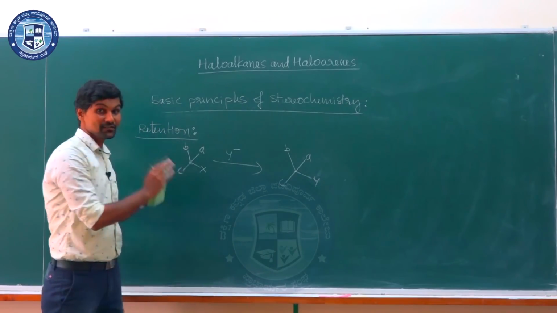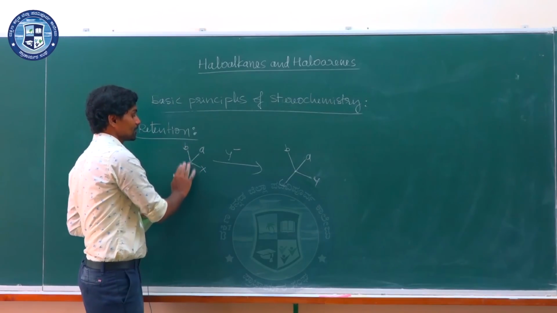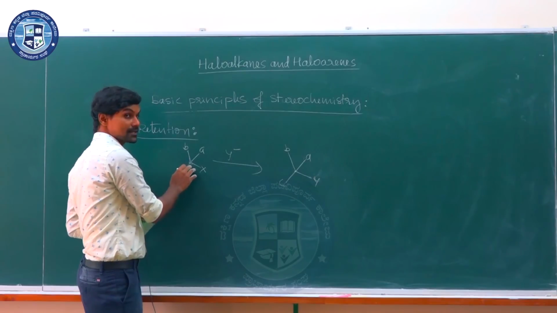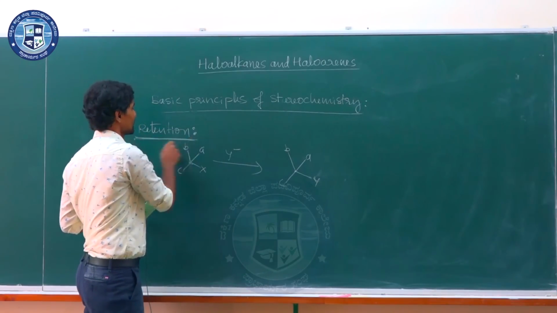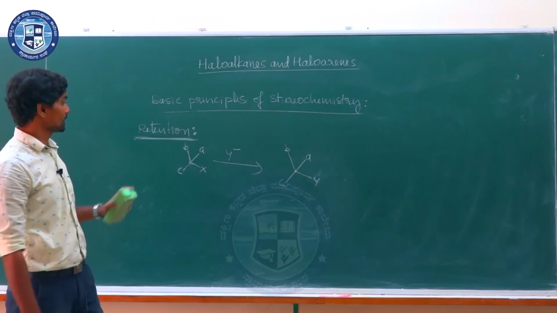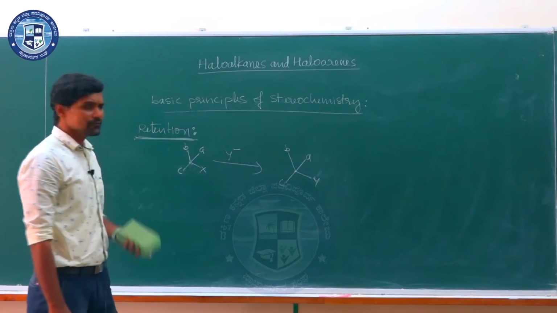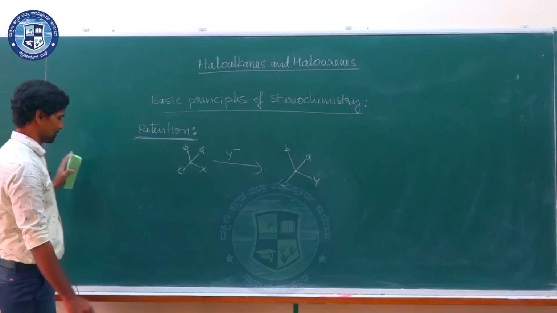So, in a reaction in which the integrity of the spatial arrangement of different groups around the asymmetric carbon atom is preserved, in that reaction we say that retention of configuration has taken place. In that, the configuration will be retained as it is. In which case does it happen? When is it possible? We will take an example.